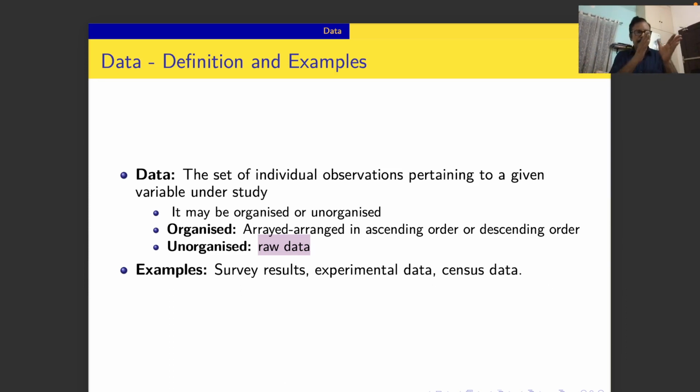For example, while conducting an experiment, like a simple pendulum, we collect the data in a raw form and thereby we make it in an arranged form. Or when conducting a survey, we have survey results first in the raw form, raw data. Census data is another example of data.